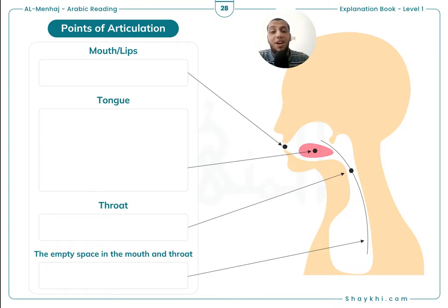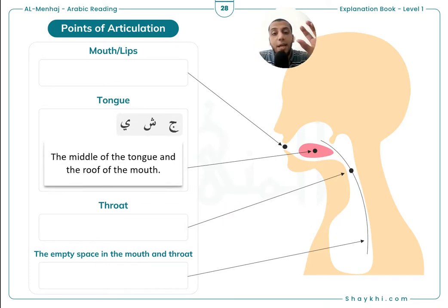So now we will discuss these three letters: Jim, Sheen, and Ya. We can call these three letters a group or a cluster. Why? Because these three letters have the same point of articulation, which is the middle of the tongue touches the roof of the mouth.